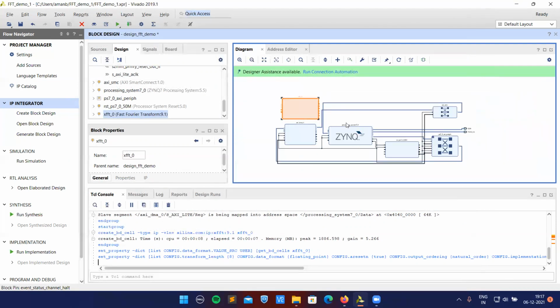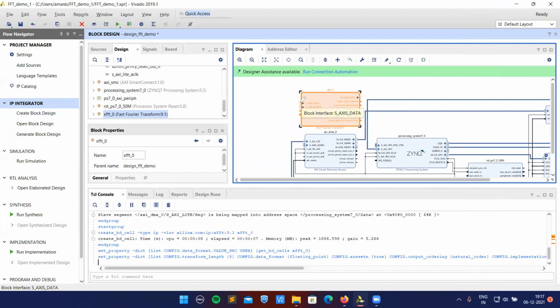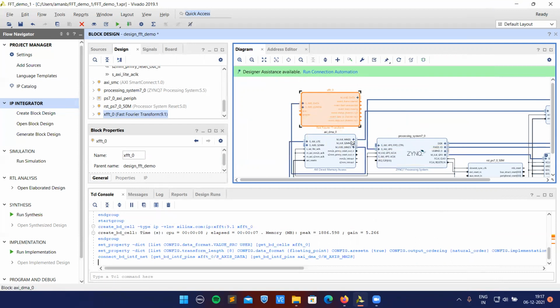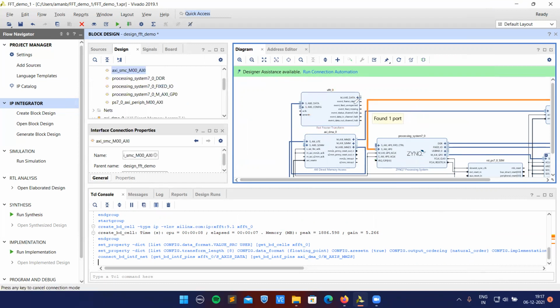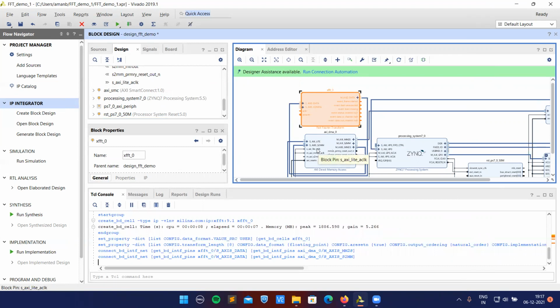Now, we have to do some manual connections for the FFT and DMA. This is the AXIS data port which is going to receive the input data. The DMA is going to send the data via its MM2S port to the S_AXIS_DATA of the FFT, and then the output is going to be sent back to the DMA at the AXI stream S2MM port.